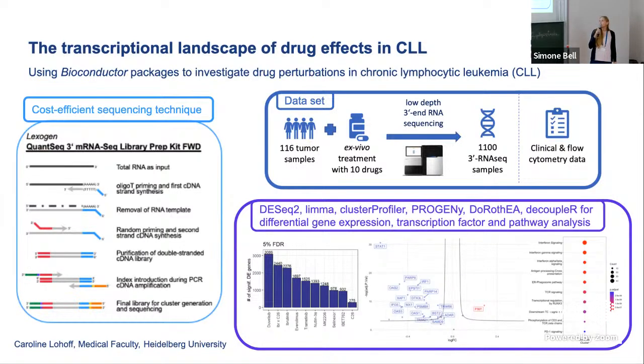A special feature about this dataset is that we have used shallow 3' mRNA sequencing, which is a reliable but cost-efficient alternative to traditional sequencing. So if you're interested in how several Bioconductor packages can be applied to this type of data in order to gain mechanistic insights and information about pathway changes, I'm looking forward to seeing you at my poster.